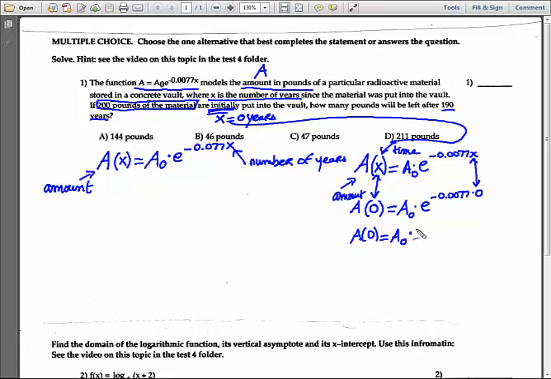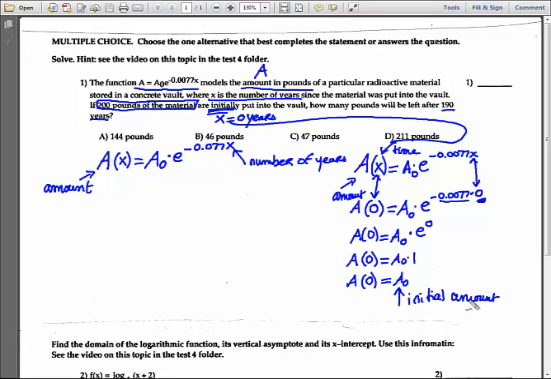When you multiply any number times 0, what do you get? You get 0, even if it has a negative, it's still 0. So that is e to the 0. The amount when the time is 0 will be A sub 0 times e to the power 0. What is any number other than 0 raised to the 0 power? That's 1. So the amount when x is 0 is A sub 0. Really, A sub 0 is what we call the initial amount.